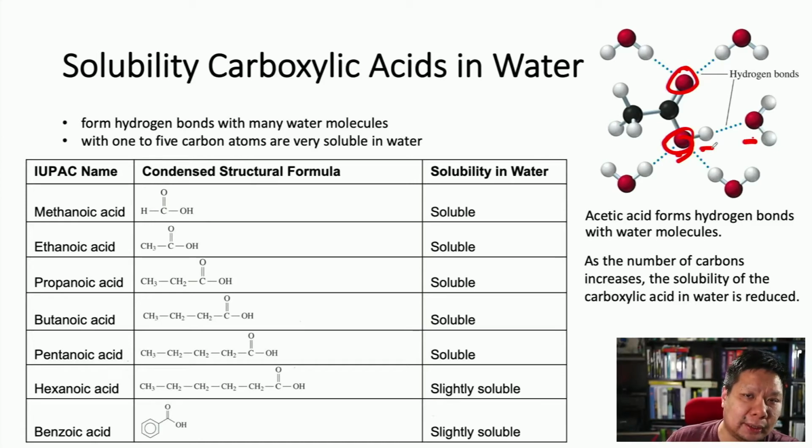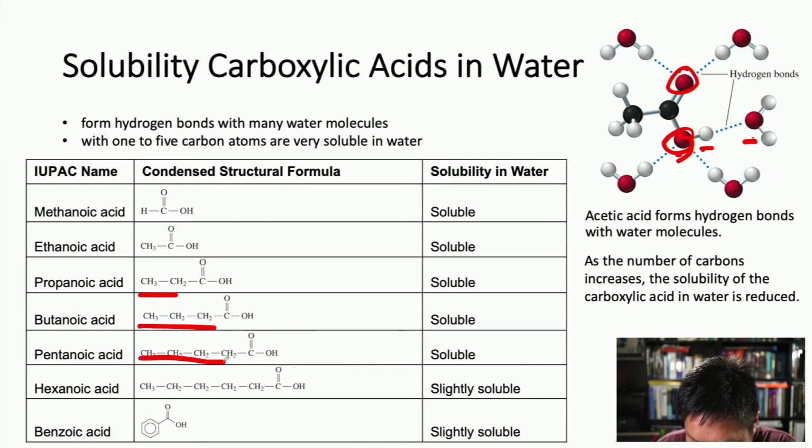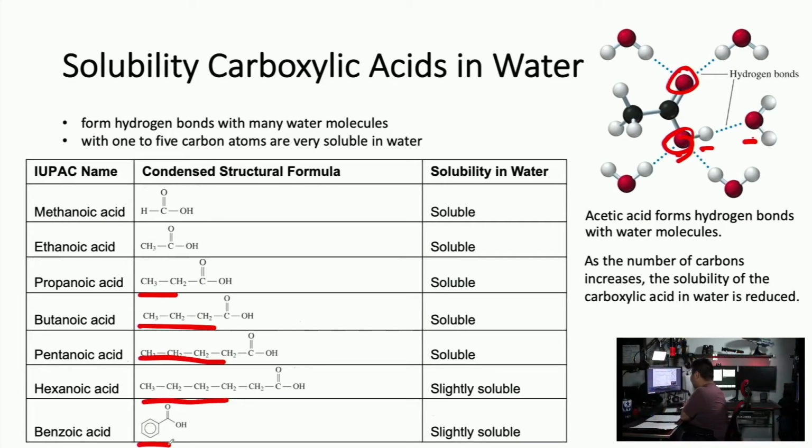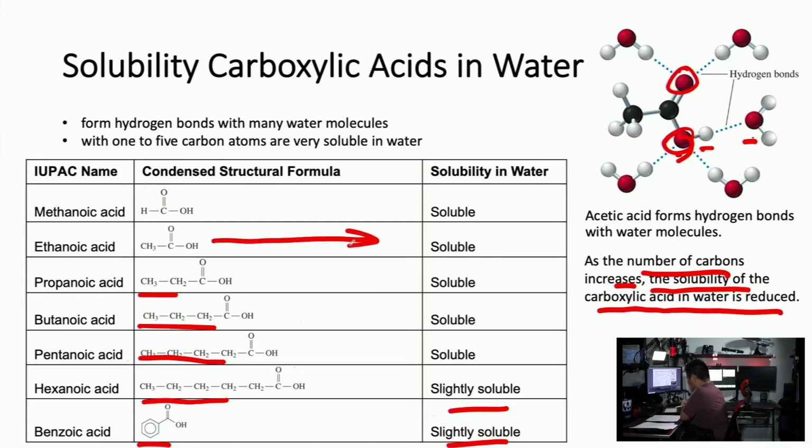In fact, carboxylic acids have the same trend in solubility in water as other hydrocarbons do. As more and more carbons get added, more nonpolar character gets added to the molecule. The bigger the chain, the less soluble it gets. It's the same kind of trend. So as the number of carbons increases, the solubility of the carboxylic acid in water is reduced. Make sense? Yep. We all know, though, that, for example, ethanoic acid or acetic acid is super soluble in water. Super soluble.